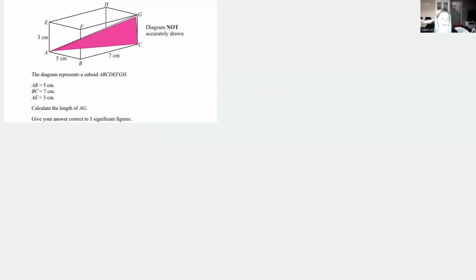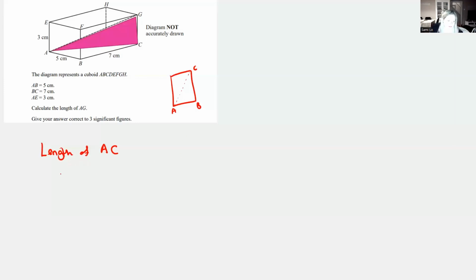So you can see that here is actually the base of that cuboid. If you can imagine this is A, this is B, and this is C, it cuts right across here. So this is making our first diagonal. So the first thing I would do is find the length of AC.